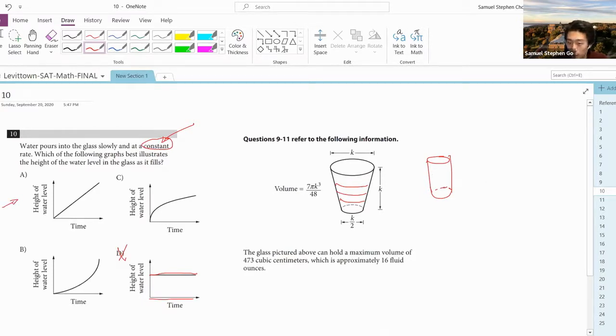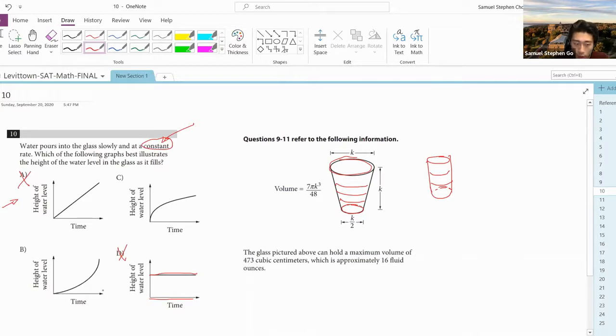Because every chunk that you fill up is all the same, it has the same circular or cross-sectional area on the way up. But if you look here, it's small at the bottom, and then it gets much bigger at the top. So we're going to say A is not the answer here, between B and C now. So let's look at B real quick.